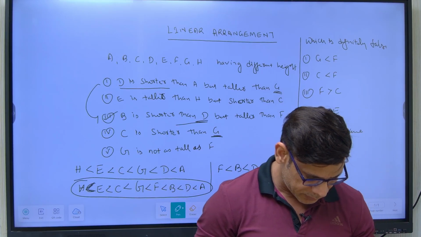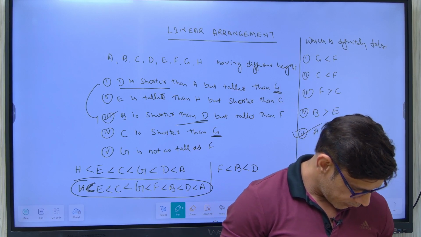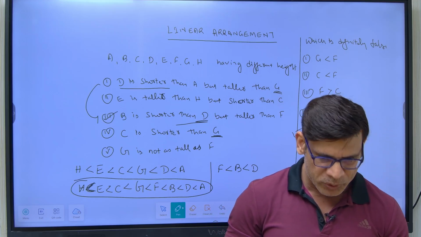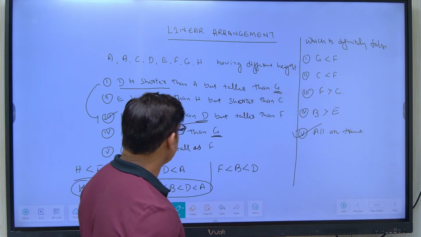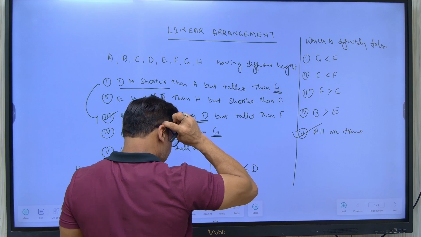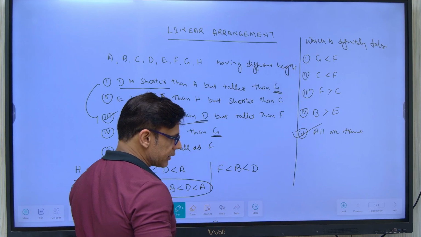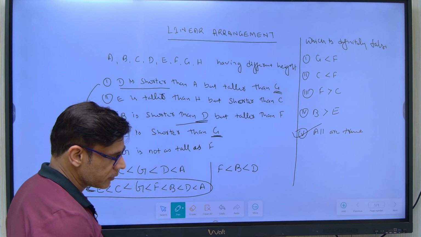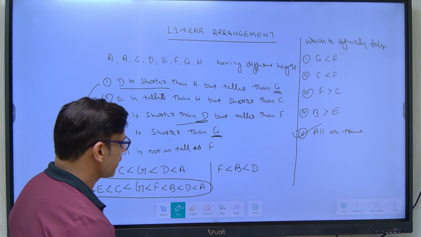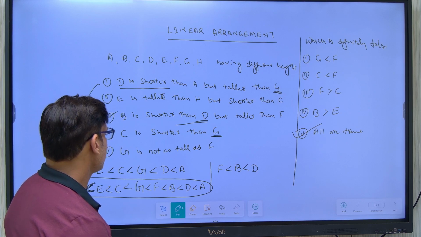Understood this linear arrangement? You do get questions on linear arrangement. If you get more than 2 or 3 questions, then you should definitely spend time on this. If you spend time, you'll at least get the answers for those questions. You'll get 3 questions correct from one particular set. Understood?